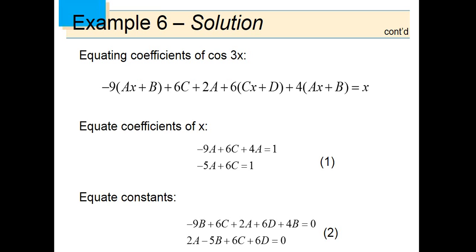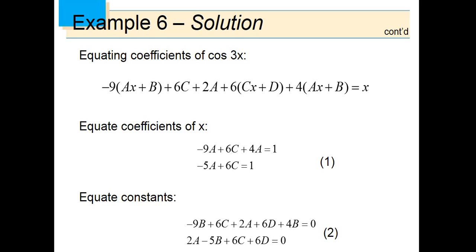So initially, you will have something like this. If you equate coefficients of cosine 3x, this will be the resulting expression. Now, from this equation, you need to equate coefficients of x and simplify. So if it's in terms of x, you have a negative 9a, a 6c, and a 4a equated to 1. If we simplify this, the answer will be negative 5a plus 6c equal to 1.